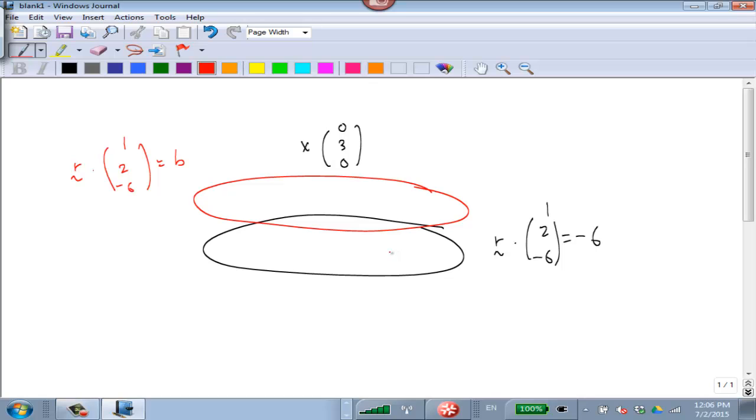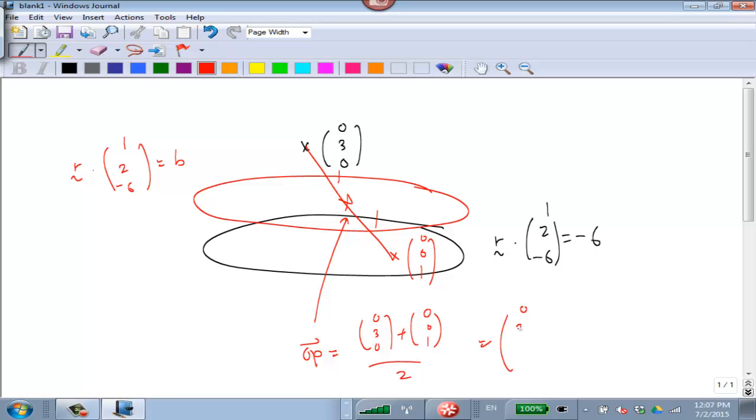I pick a point here. The point I'm going to choose is 0, 0, 1. Keep it simple. Do you know what I'm going to do? No, I'm not going to find the distance. I'm going to cut it. This point here can be found. Because it's equidistant, it means that the ratio is 1:1. So that particular point on P is equal to (0, 3, 0 plus 0, 0, 1) over 2, giving you 0, 3/2, 1/2. Put it inside.